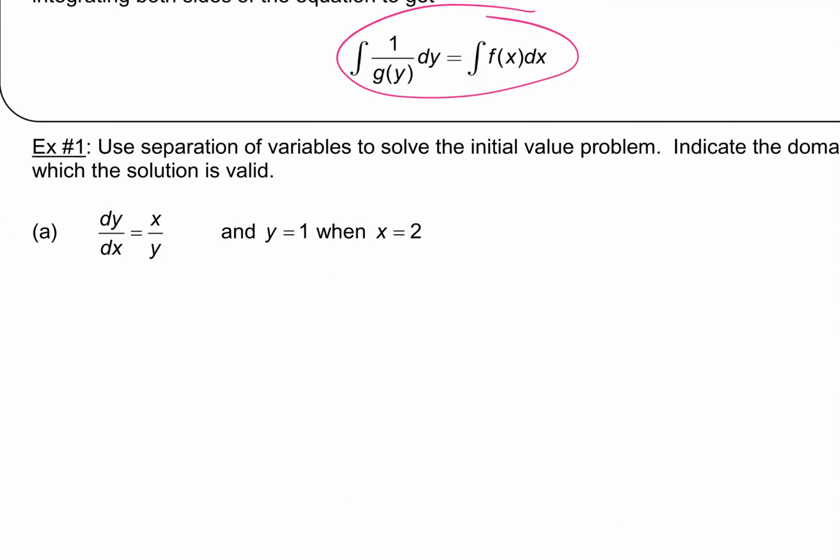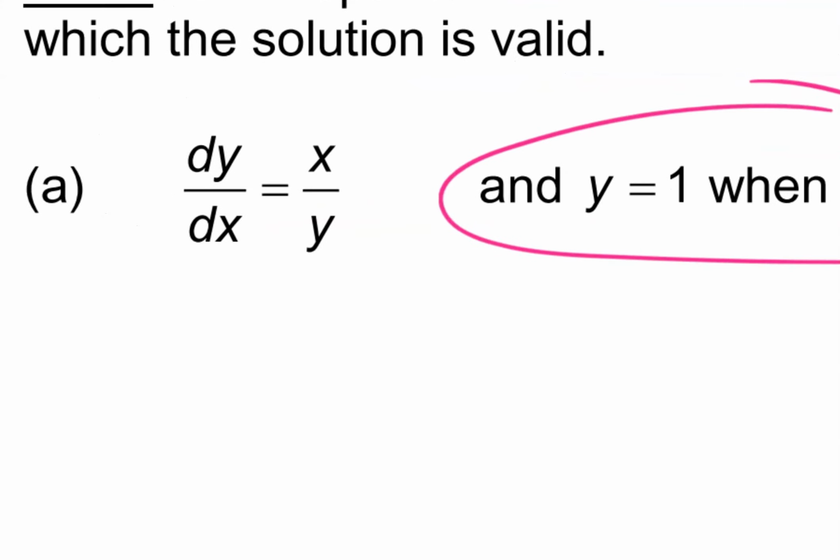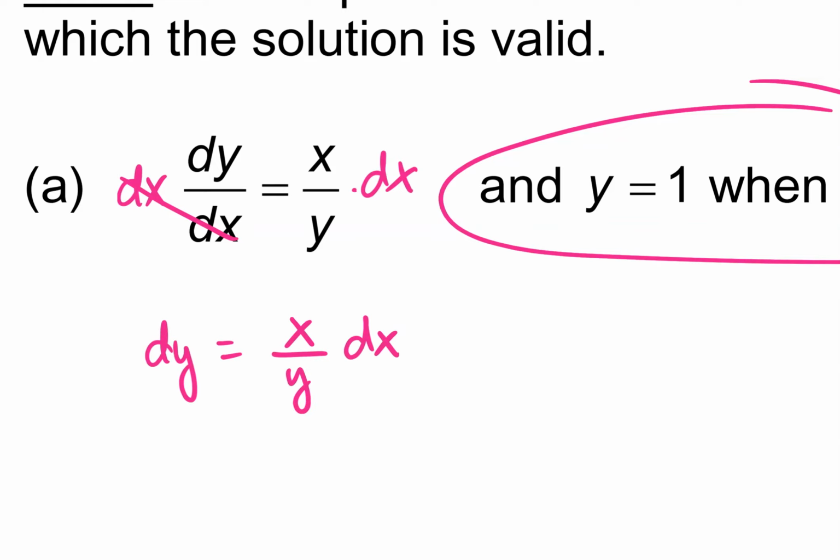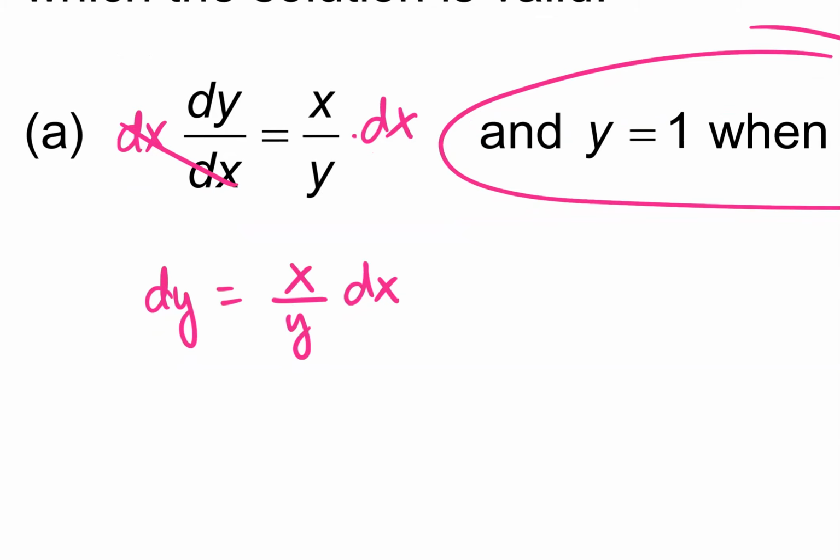Use separation of variables to solve the initial value problem. Here are my initial values. Indicate the domain over which the solution is valid. The first thing I'm going to do is multiply by dx on both sides. dy is equal to x over y times dx. And then I'm going to multiply by y. So I have y dy is equal to x dx.